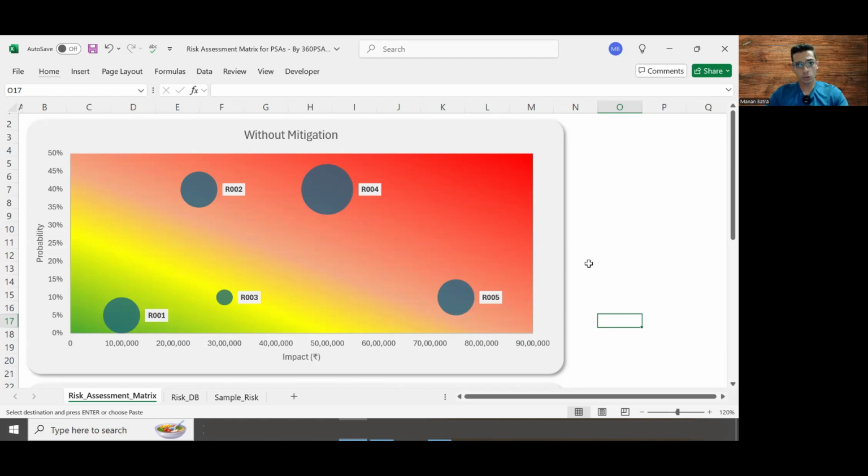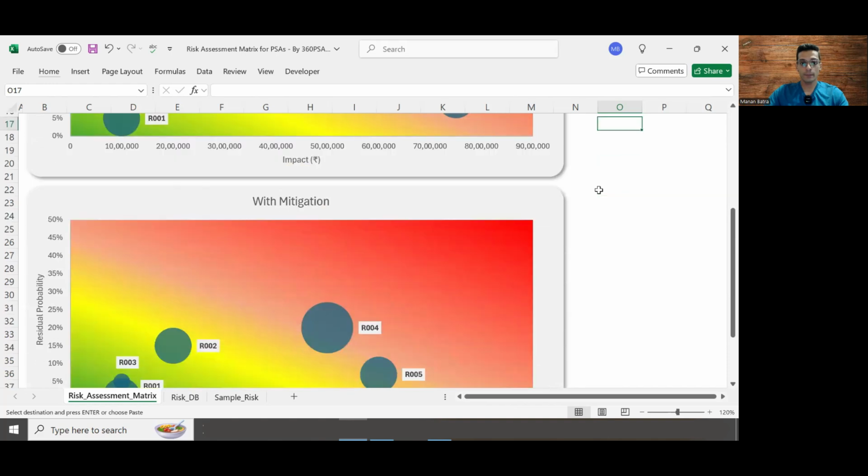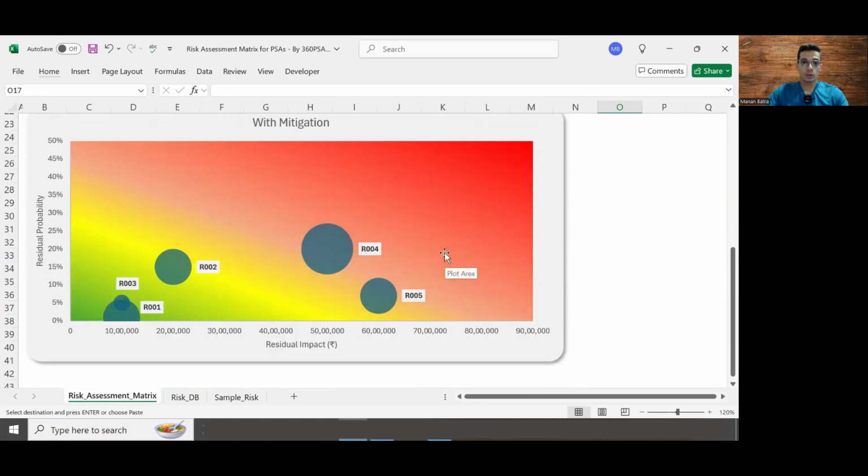Light red. So this is the power of this tool. And not just that, with your risk mitigation strategies, you can also visualize the kind of impact that you're creating in this particular matrix. So you see this says with mitigation. Here you see the bubbles have all shifted towards the green zone, towards left of the matrix, right? Because you, with your mitigation strategies as a cutting edge private security agency, have been able to bring down the level of riskiness for your client.